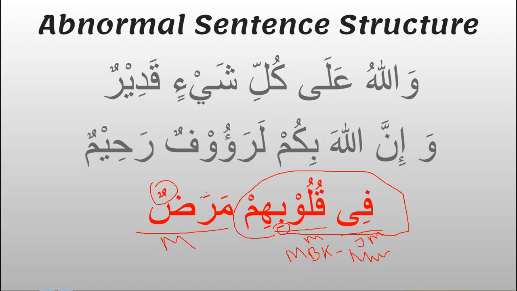But you can see maradun is common, right? Whenever a common ism, listen carefully, whenever a common ism is mubtada, then it will not add the word only. This is the normal sentence structure, okay? So, fi qulubihim maradun means in their heart is a disease. They have a disease in their heart. It's not that they have only in their heart a disease. No, there is no only. There is no ikhtisas.